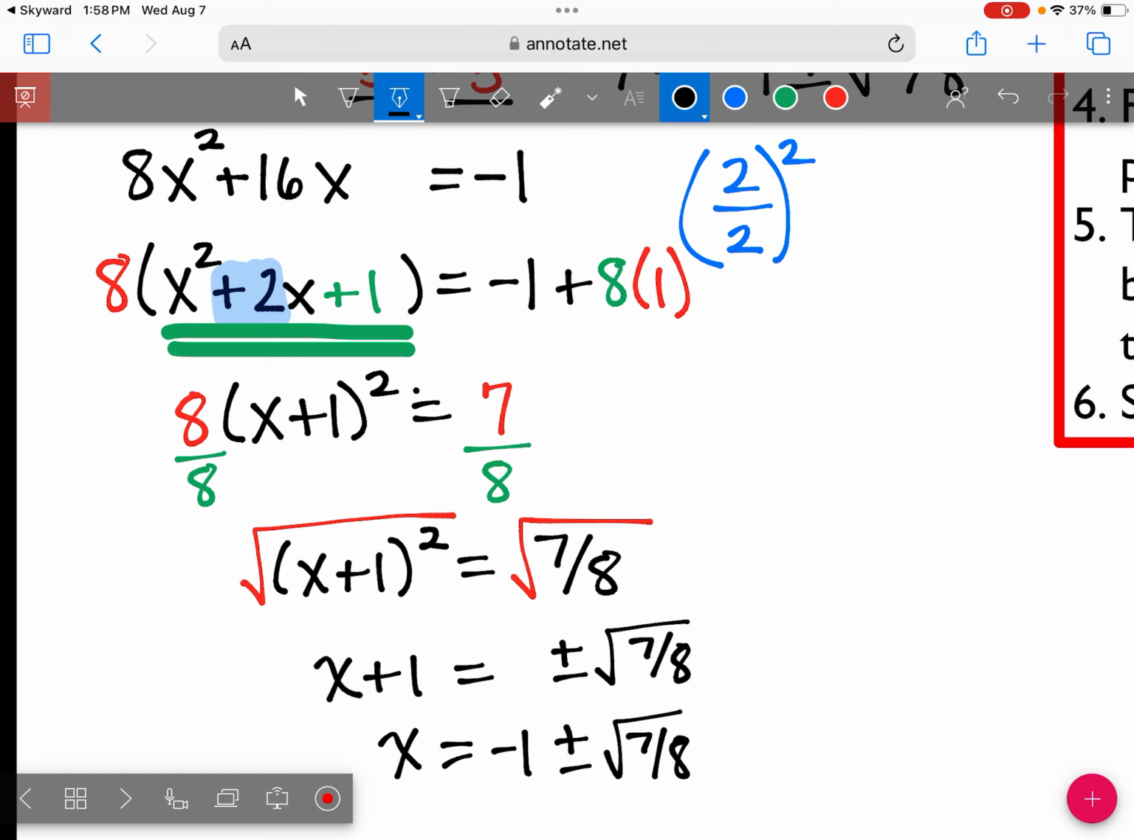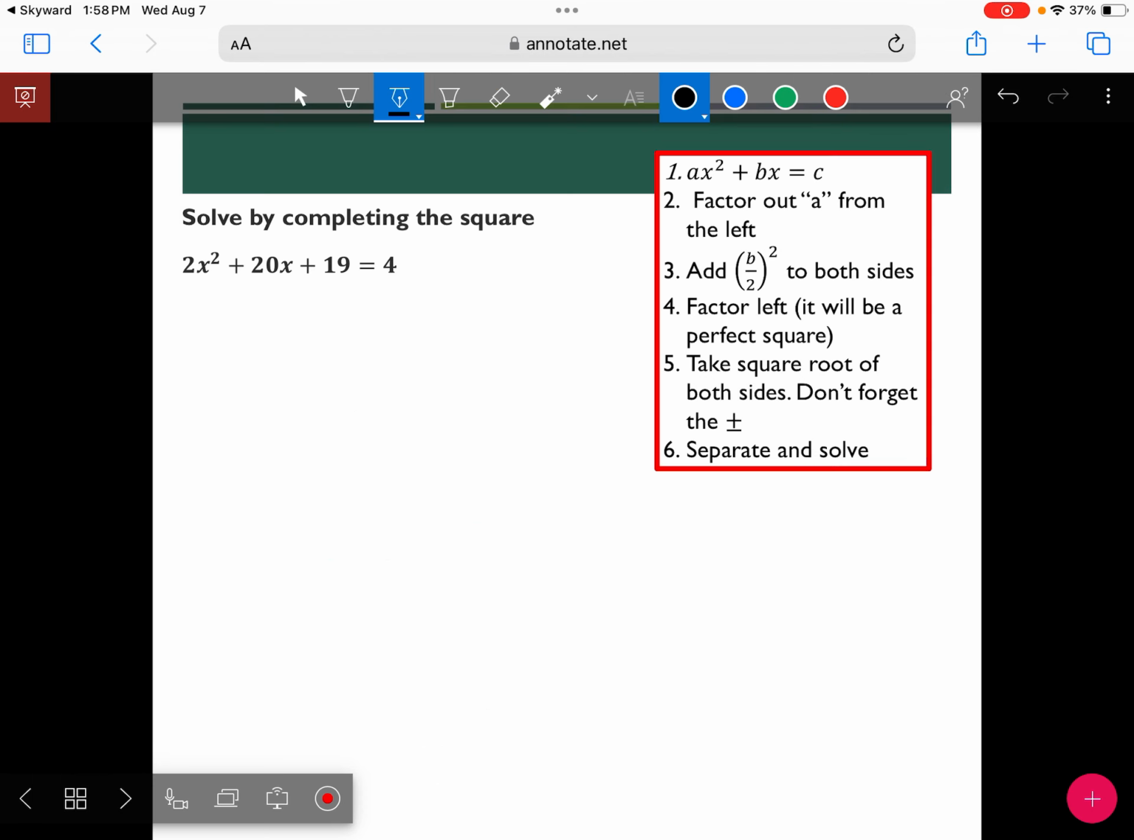All right, last one. Last complete the square. Try to do it by yourself.